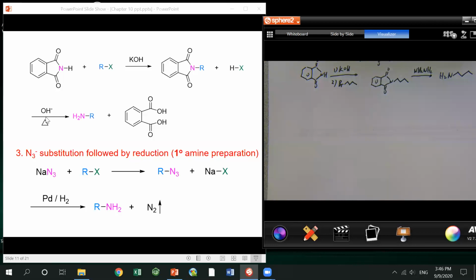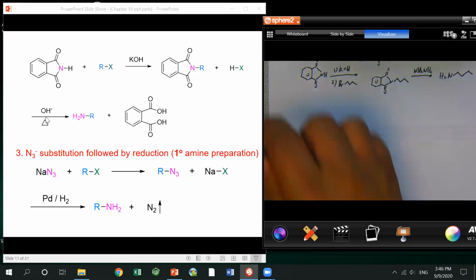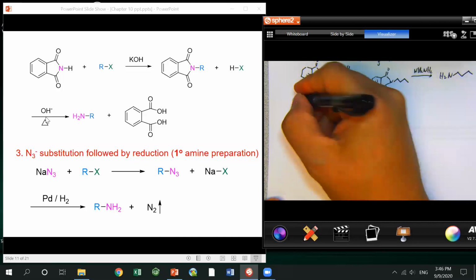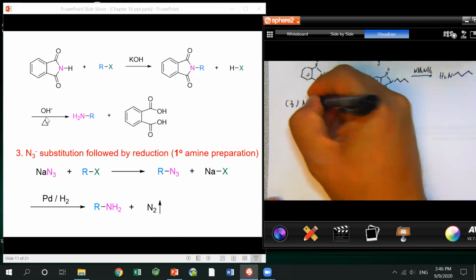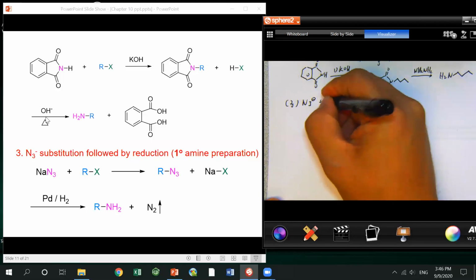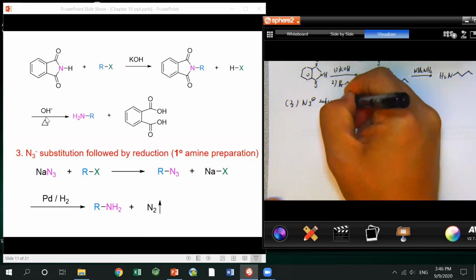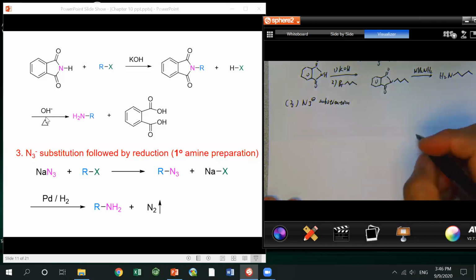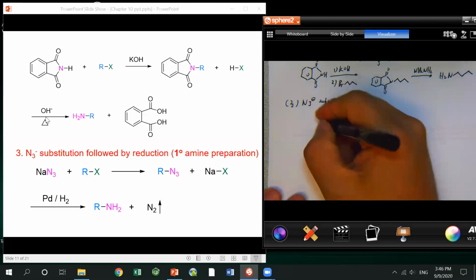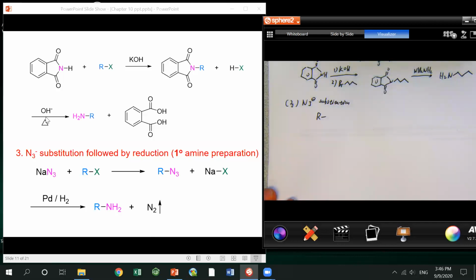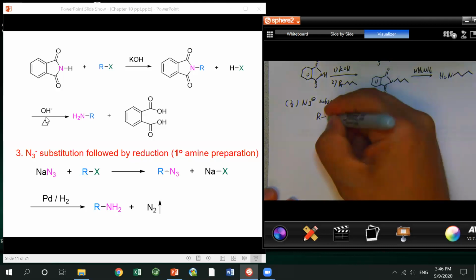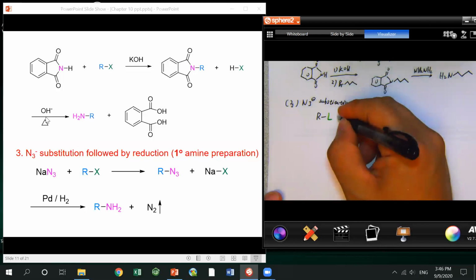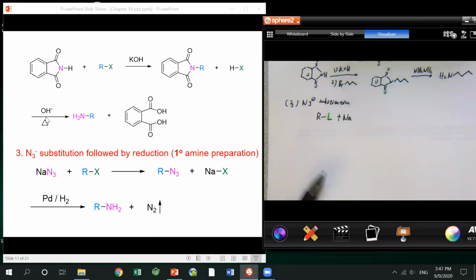So pretty much, this is the general reaction here, the third way: azide substitution. For this reaction, let me quickly draw what's going on. You have some kind of alkyl halide, and then react with sodium azide.